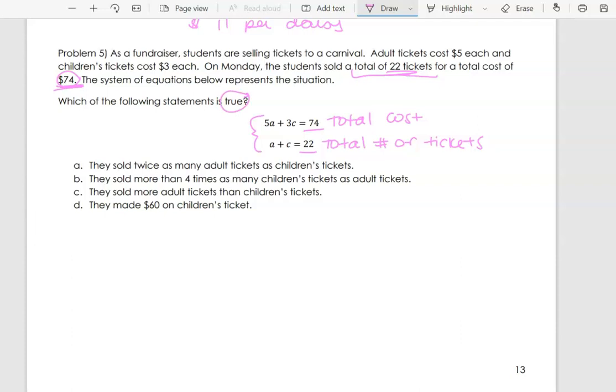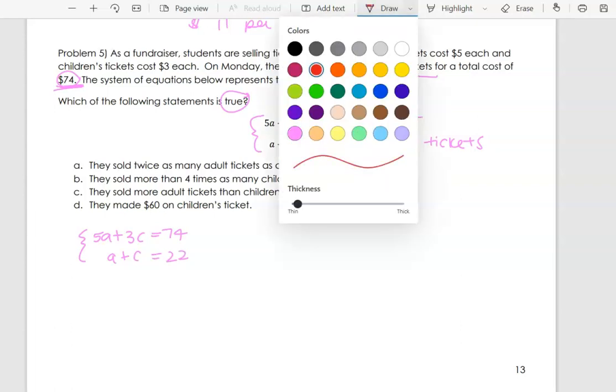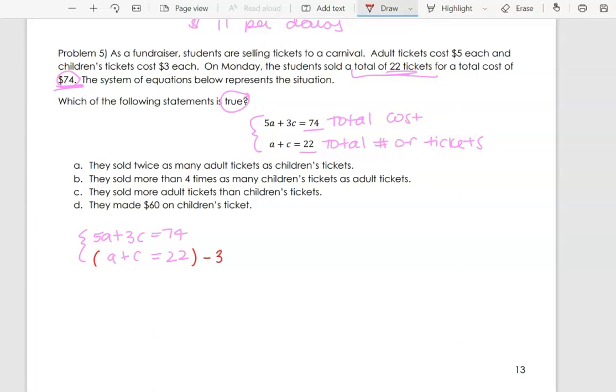So it says they sold twice as many... Oh, do we have to solve this? We might need to solve this. Like it says, they sold more than 4 times as many, yet. So let's solve this, guys. Okay. Down here, I'll rewrite it. I think we'll need to solve it to answer these questions. Not bad to solve this one because these have a coefficient of 1. So let's multiply this bottom equation by -3.